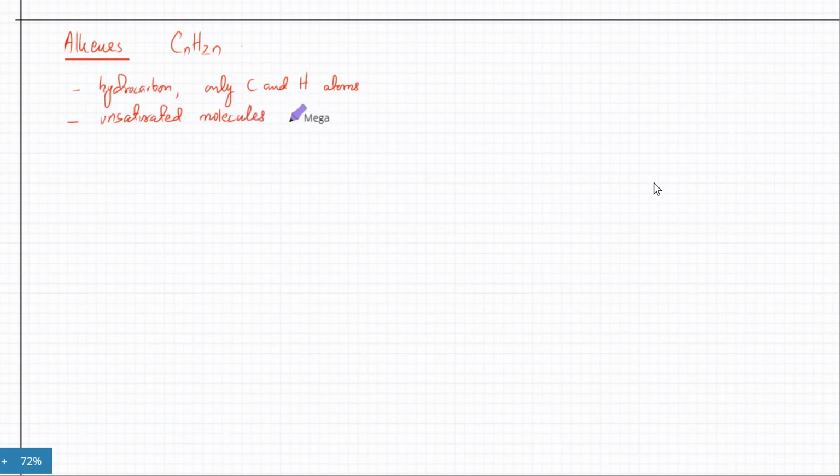So what are unsaturated molecules? What that means is that they don't have only single bonds. They contain at least one carbon and carbon double bond. So between the carbon atoms, there's going to be at least one double bond. That's what an alkene is. So it's exactly the same as alkane, except that it's unsaturated. So if you have a bunch of carbon atoms and hydrogen atoms all bonded to each other, there would be at least one double bond somewhere.